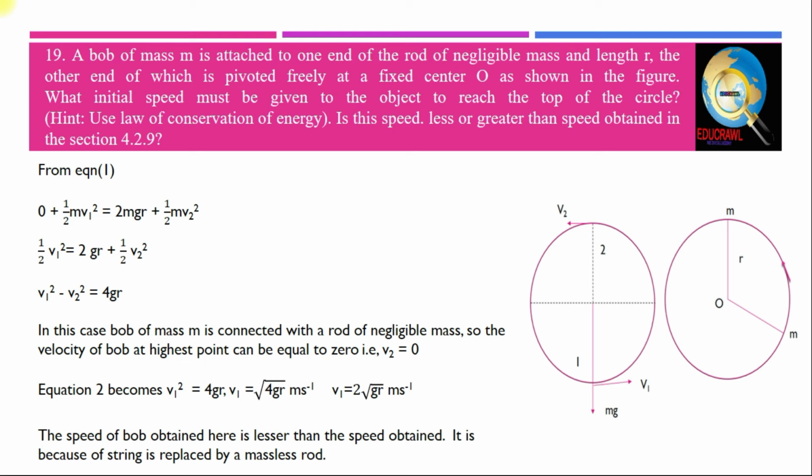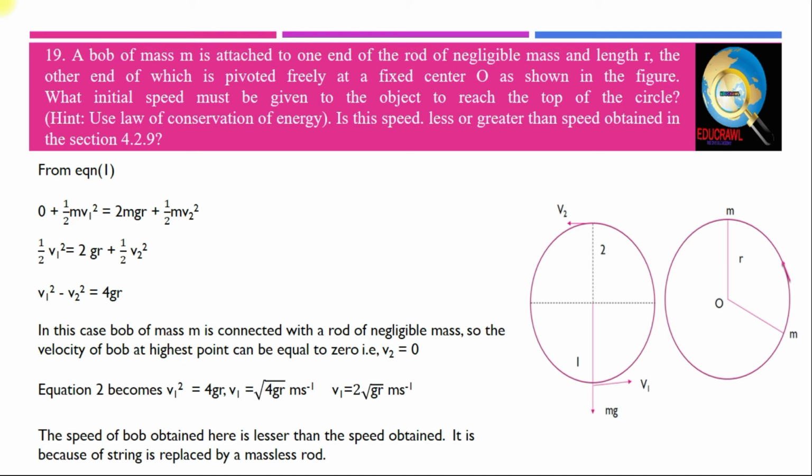So to find the velocity v1, we have to substitute v2 is equal to 0. The same we would have done in the theory part also. So when v2 is equal to 0, we will have v1 squared is equal to 4gr. Hence, v1 will be equal to the square root of 4gr, which is nothing but 2 into root of gr.